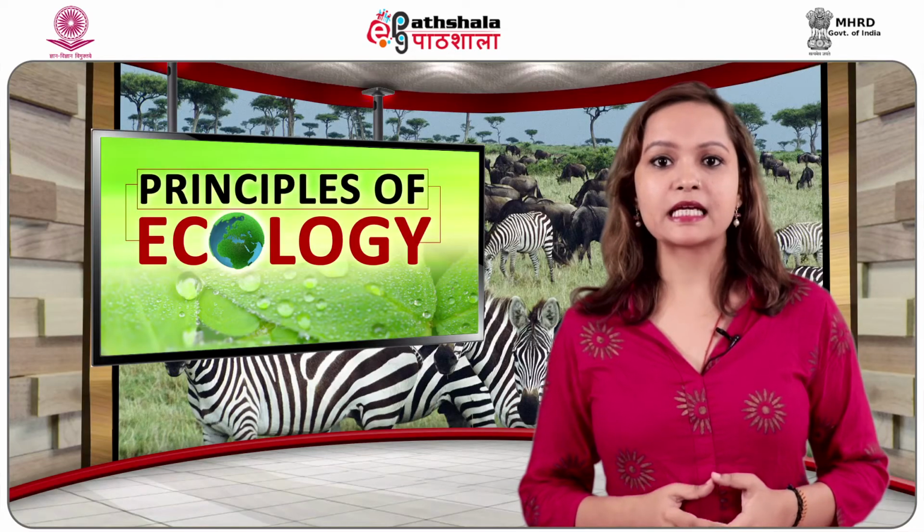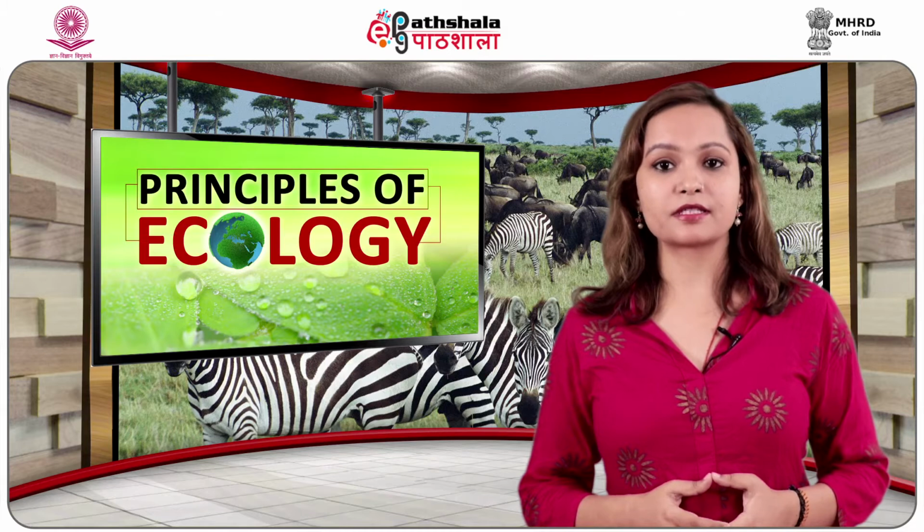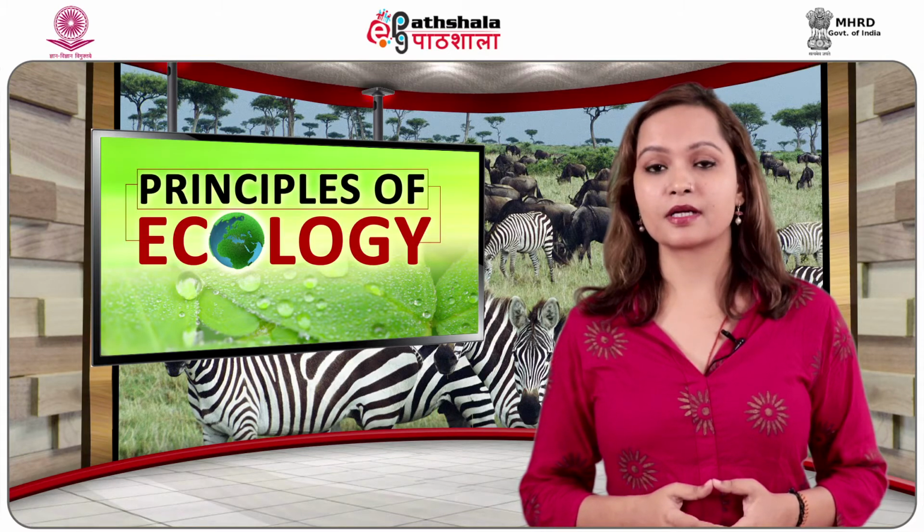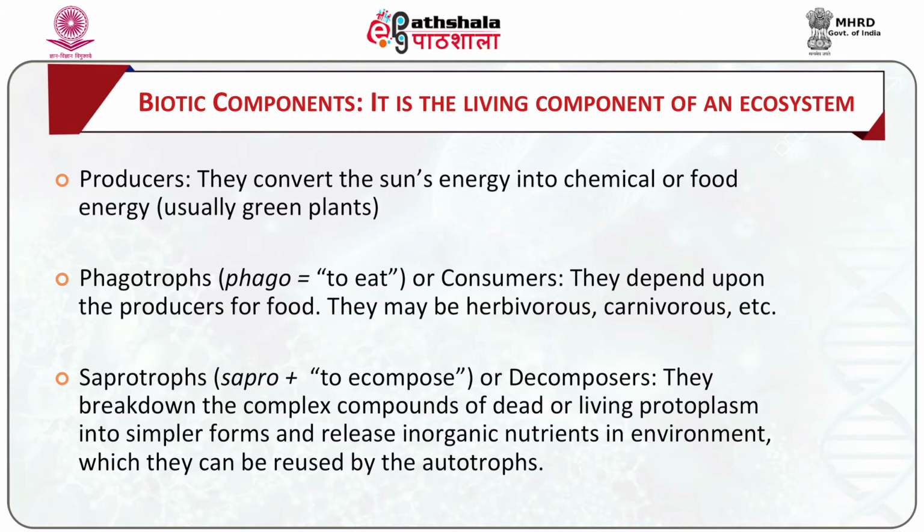Biotic components. It is the living component of an ecosystem and gives the trophic level nutritional structure to an ecosystem. The biotic component comprises producers. They convert sun's energy into chemical or food energy. They are usually green plants. Then phagotrophs, phago means to eat, or consumers. They depend upon the producers for food or energy. They may be herbivores, carnivores, etc.